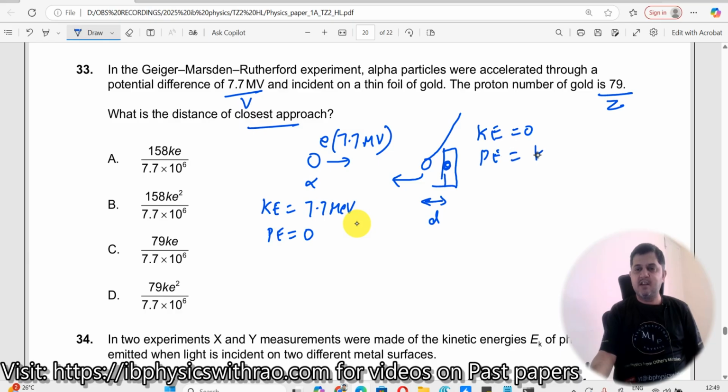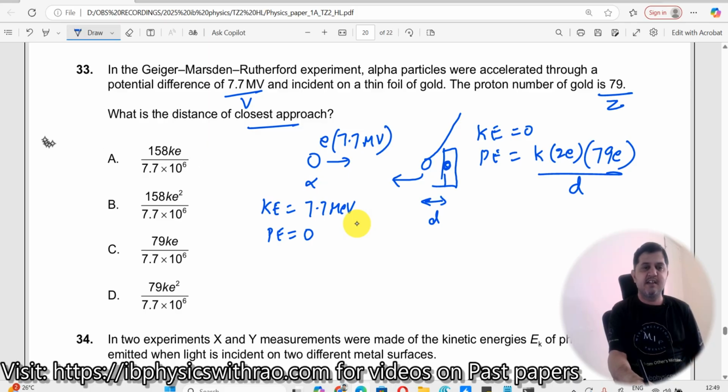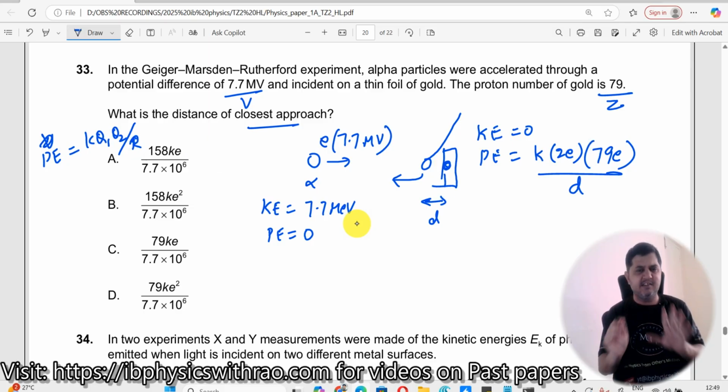And what is the potential energy here? Potential energy is nothing but K Q1 Q2 divided by d. What is Q1? Q1 is 2e, the charge on the alpha particle, multiplied by the charge on the gold nucleus, 79e, divided by the distance d. How did I get this expression? You would have learnt in your electrostatics that electrostatic potential energy is given by K Q1 Q2 divided by R. This is something which you have learned. I employ the same thing. It is nothing but electrostatics and conservation of energy.